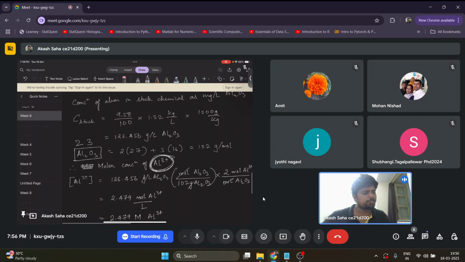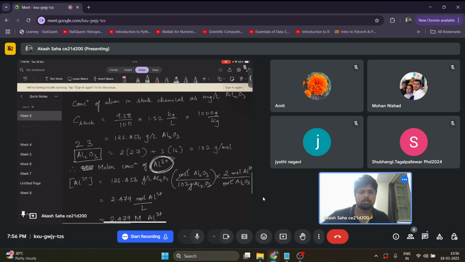Is it clear to all of you? Just look into the problem once again and try to understand. Whenever you are asked for a particular species like Al3 plus or Fe3 plus, you have to multiply with the number of moles of that particular species present in the molecule. Okay, very simple.